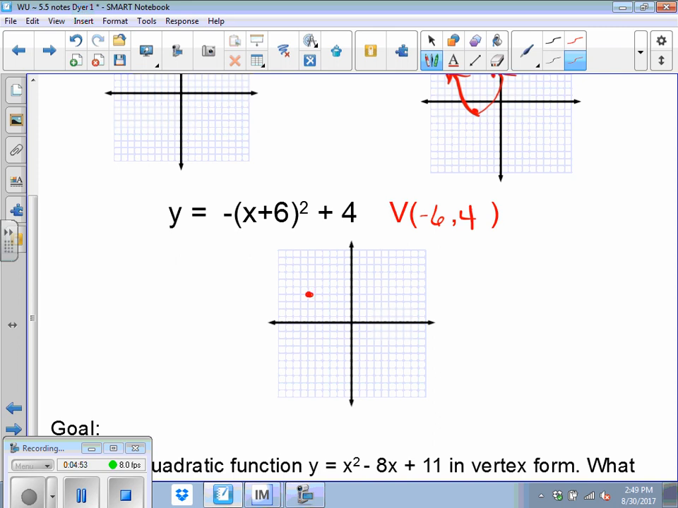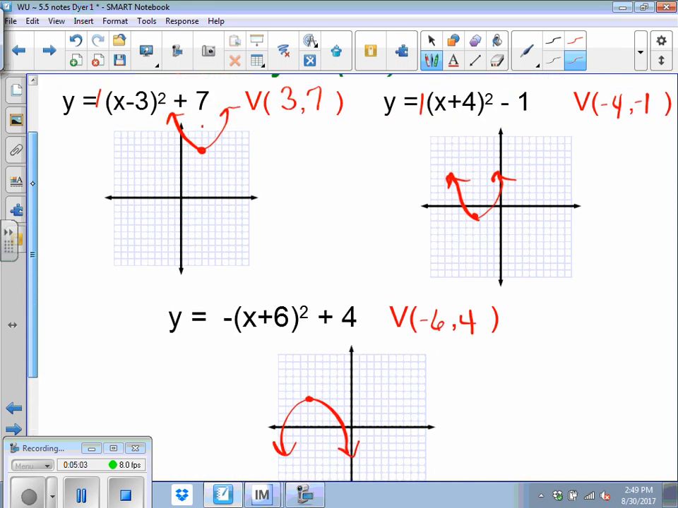Does it open up or down? Down, because A is negative 1. So it opens down. Okay, so it does this. Now, if I asked you, this is my vertex point. Is it a maximum or a minimum? It's a minimum. It's the lowest point on that graph. It's a minimum, right? What about this one? Minimum. And what about that one?